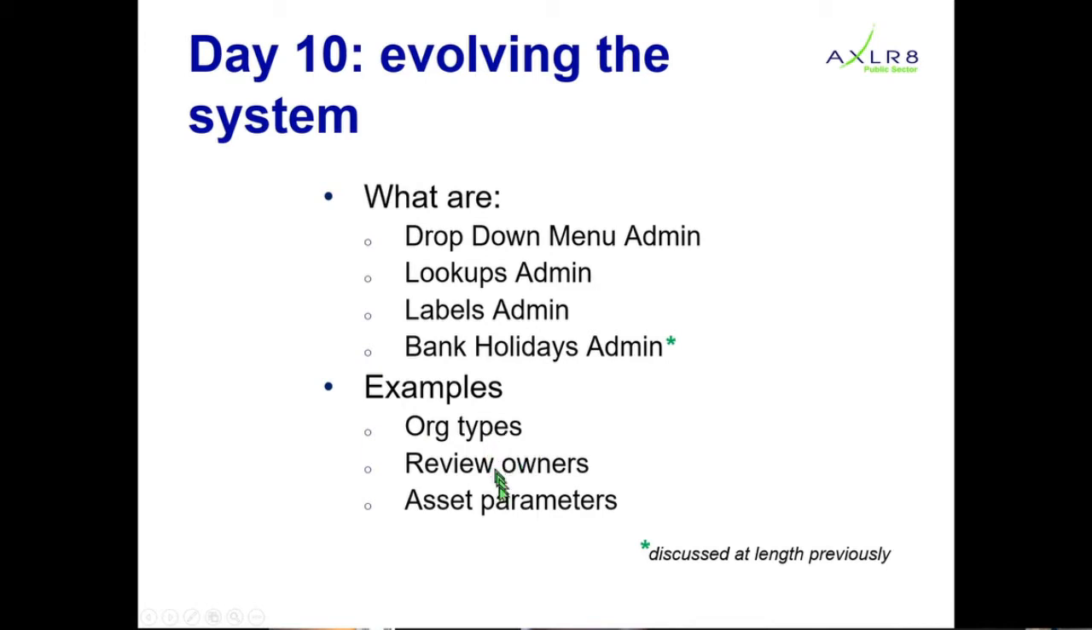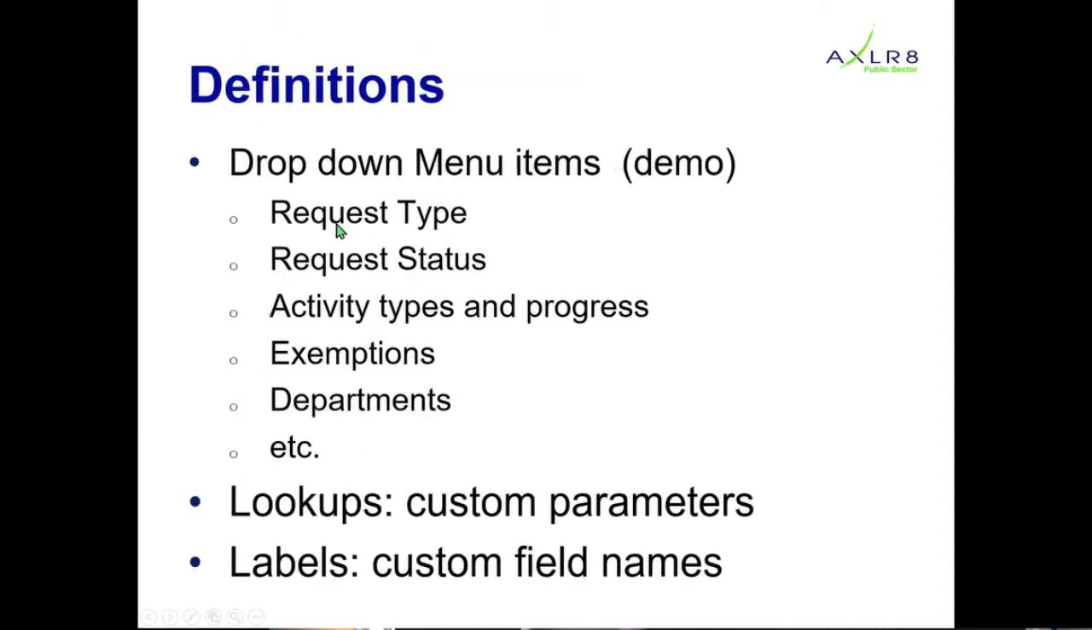We mentioned review owners. I'm going to show you asset parameters, and of course types of organization and various parameters. So, is it a media organization or whatever? For the drop-down menu items, I think the important ones are request type and request status, and I'll just show one or two of those.